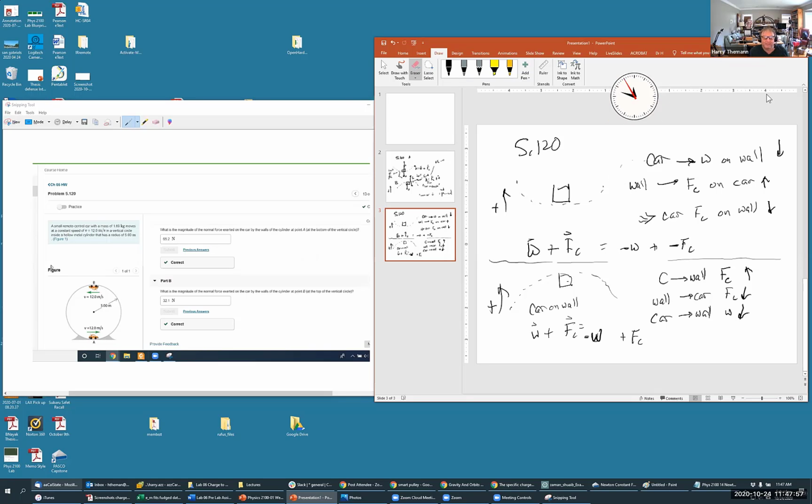So, all right, let's think about it. Before we draw any force free body diagrams, let's just think about it. And then at the end of the day, just to give you an advanced organizer, it's third law to the rescue.